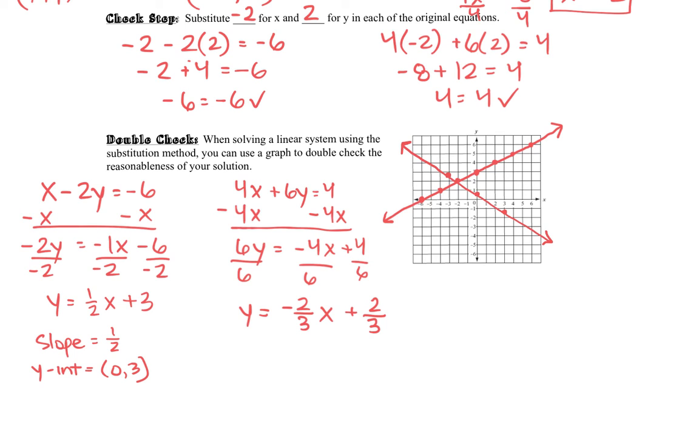And when you do that, hopefully what you notice is where these two lines intersect is at the point negative 2, 2, which is the exact same solution that I found through substitution. So again, I'm just trying to prove to you that it doesn't matter what method you use, either method is going to get you the same answer.